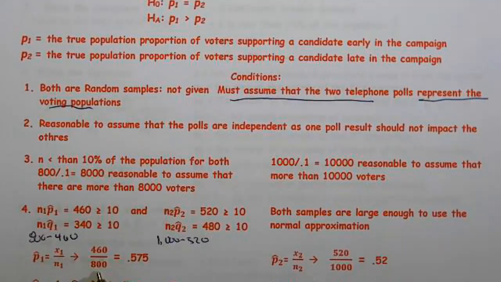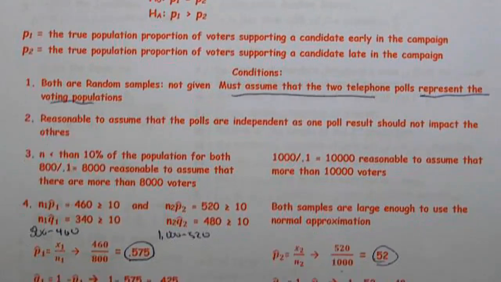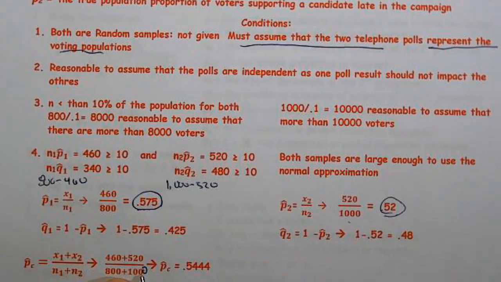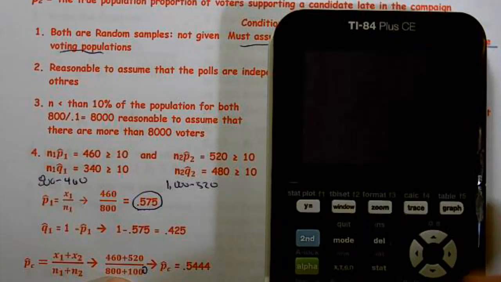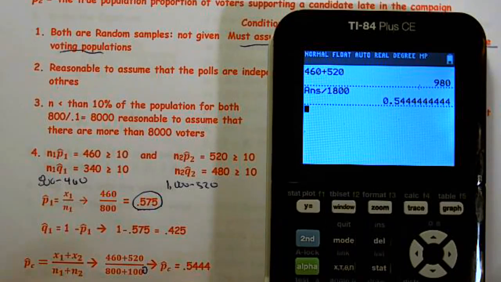p hat 1 is 460 over 800. So this is what it was initially, early on. Later on, 520 over 1,000 is 0.52. So this is p hat 1, this is p hat 2. And now we need to calculate our p combined, or our p pooled. Well, 460 plus 520 is the numerator, and the denominator is 800 plus 1,000. Let's verify this math: 460 plus 520 is 980, divided by 1,800, so 0.5444. All right, so that's my p combined.